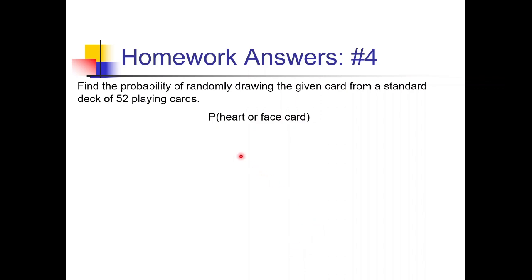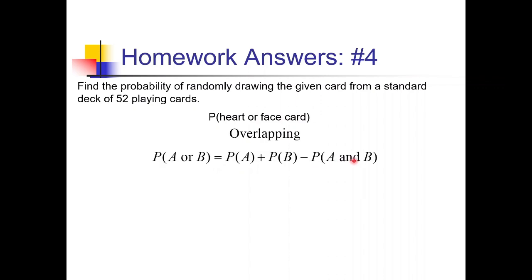On this problem, we want the probability of drawing a heart or a face card from a standard deck of 52 cards. So is there any overlap between these groups? Well, yes, there are some face cards that happen to be hearts. So because we have overlap, we'll use our overlap formula, P of A plus P of B minus P of A and B. A in this case is drawing a heart.